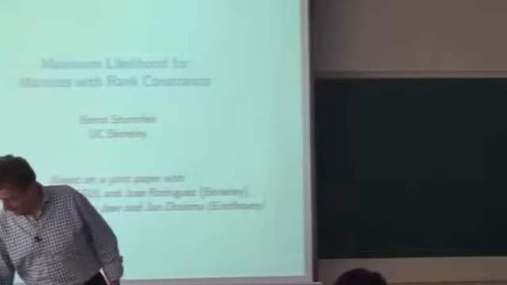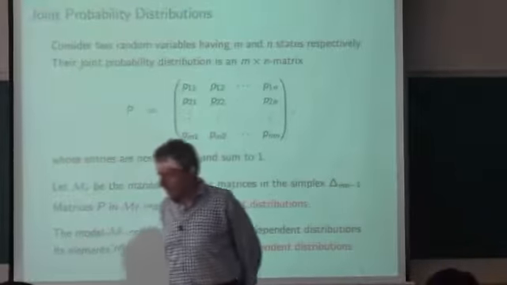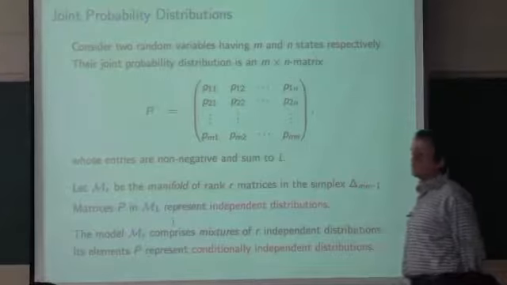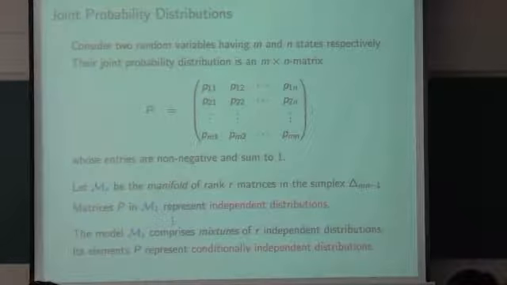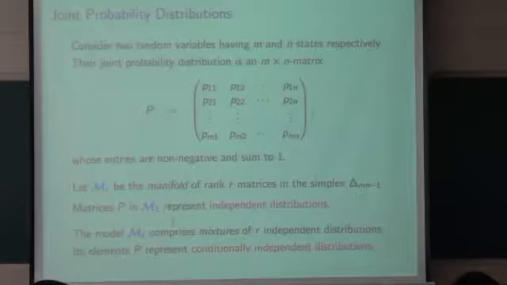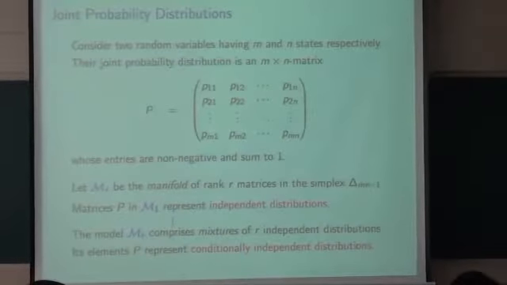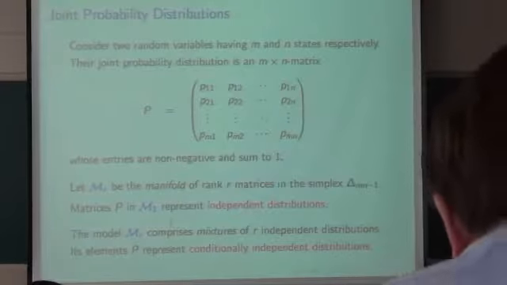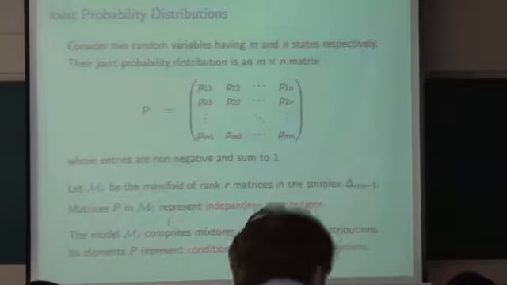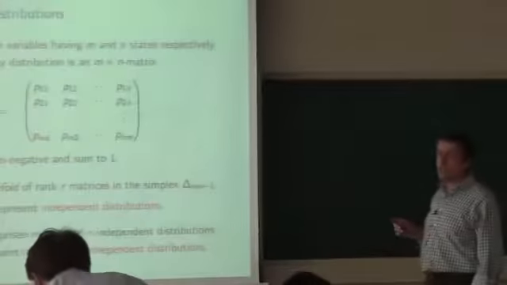So the setting is that we have two discrete random variables. The first random variable has m states, and the second random variable has n states. Okay? So then the joint distribution can be written as an m by n matrix with entries pij.